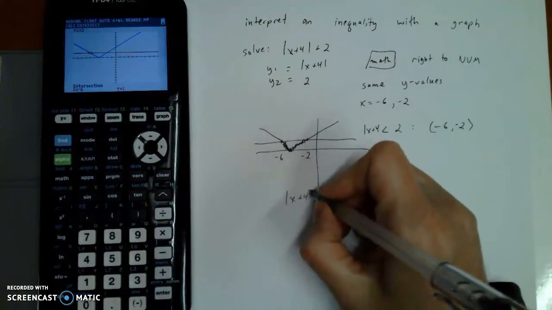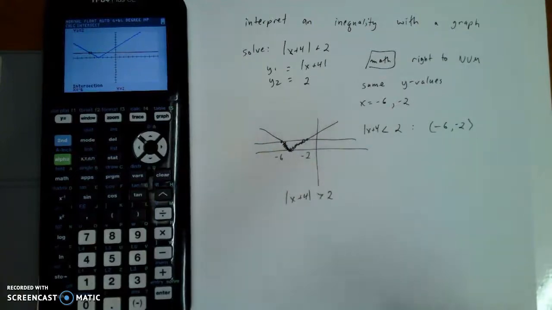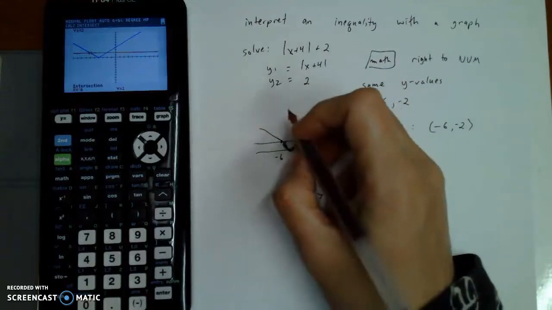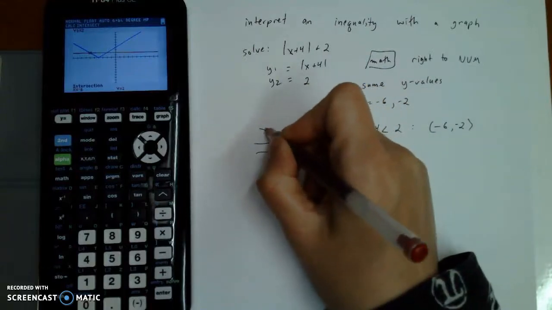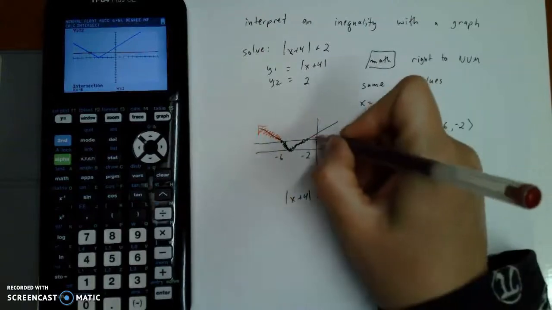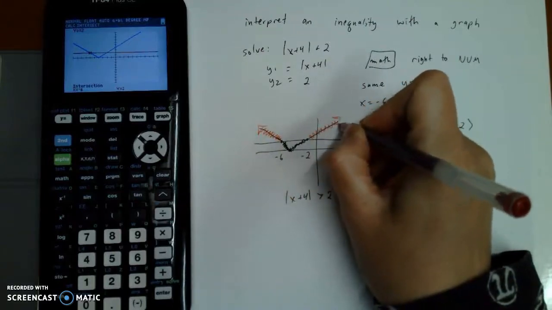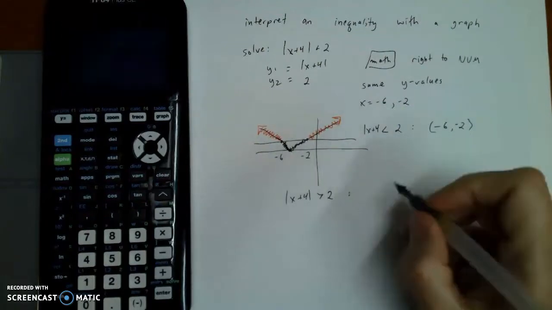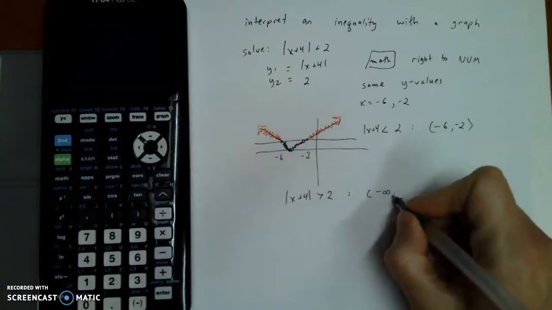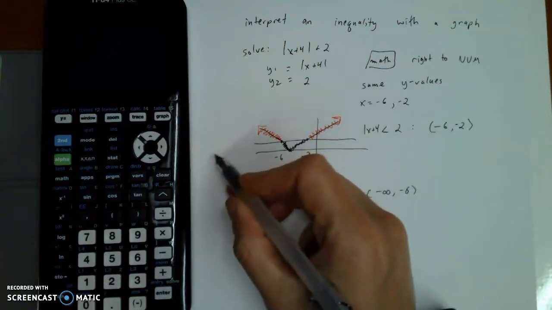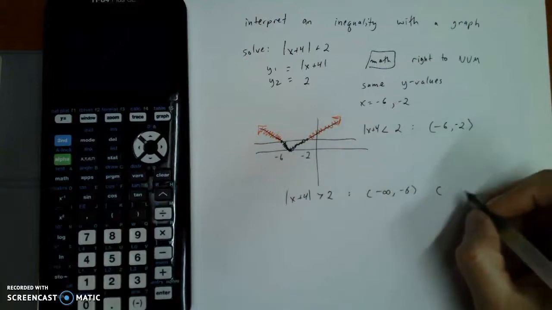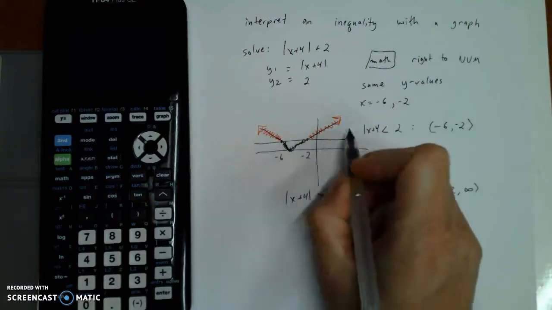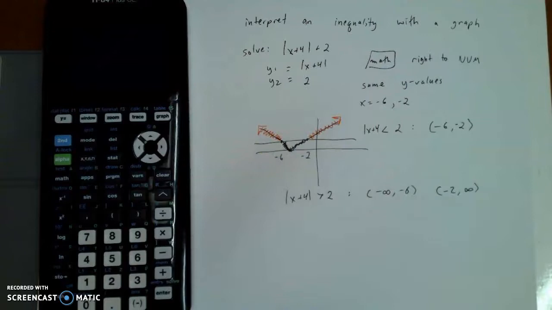What if I've got the exact same problem, but now I'm looking for where it's greater than 2? I've got that same picture, and let's use a red line this time just so I don't have to redraw it. So here where it's greater than, it's going to be greater than over here on the left-hand side. And similarly, it's going to be greater than over here on the right-hand side. So for that one, I'm going to be going from -infinity to -6, since that arrow is going left. And then I'm going to go from -2 to +infinity, since that arrow is moving to the right.